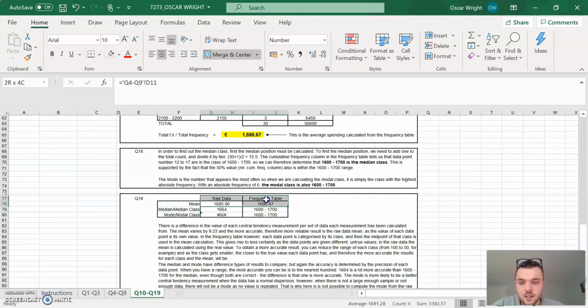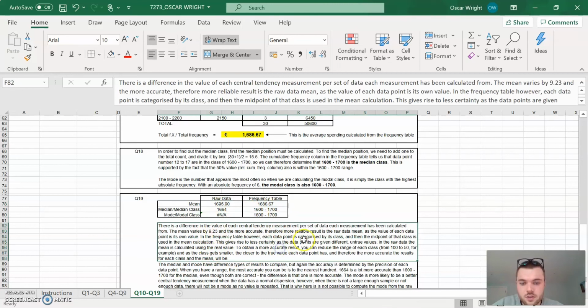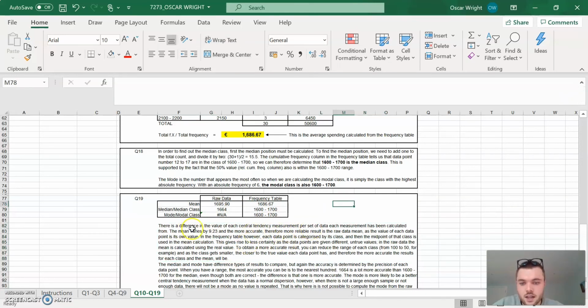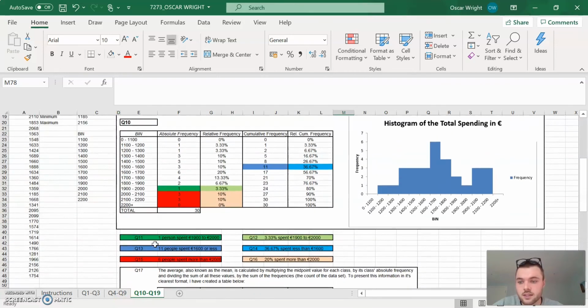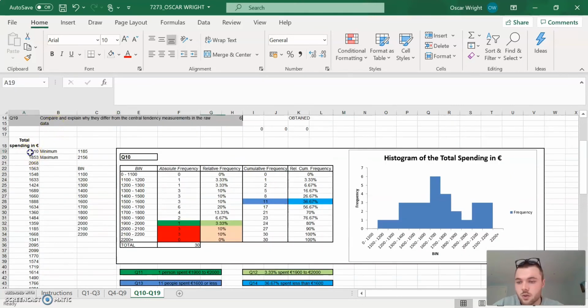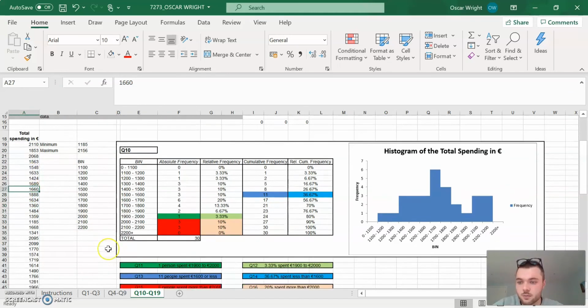Now for the mean, we can see that there's a difference of 9.23 between the two mean values. What we want to have a look at is why these are different. The raw data is a more accurate value, as this has been taken from each data point, which has its own exact value. So this is where we obtained the mean from.